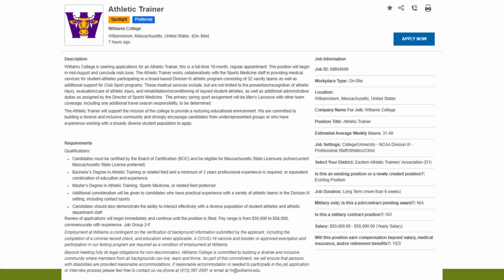Under the requirements, they have combined the preferred and the required qualifications. The candidate must be certified by the Board of Certification and be eligible for Massachusetts state license, a bachelor's degree in athletic training or related field, and a minimum of 3 years of professional experience is required, or the equivalent combination of educational and work experience. A master's degree in athletic training, sports medicine, or related field is preferred. Additional consideration will be given to candidates who have practical experience with a variety of athletic teams in the Division III setting, including contact sports. Candidates should demonstrate an ability to interact effectively with diverse patient populations and with the athletic department staff.